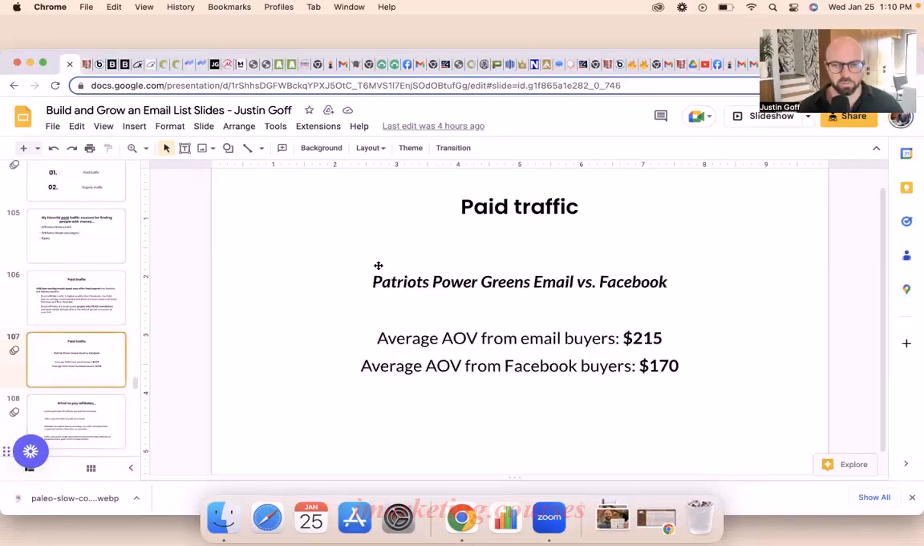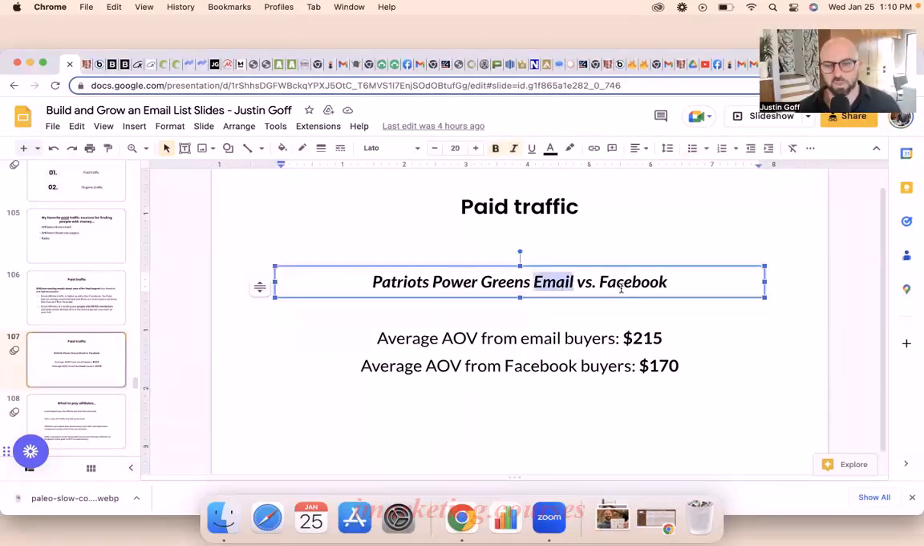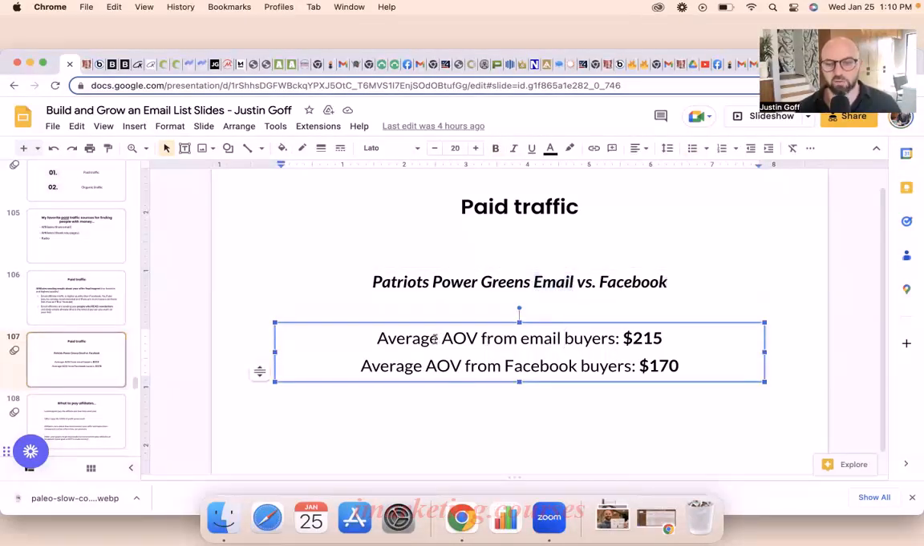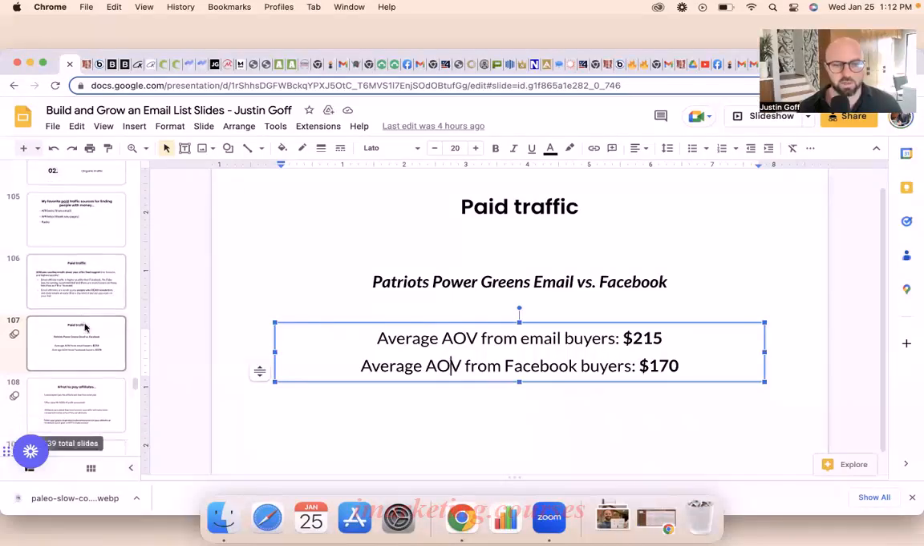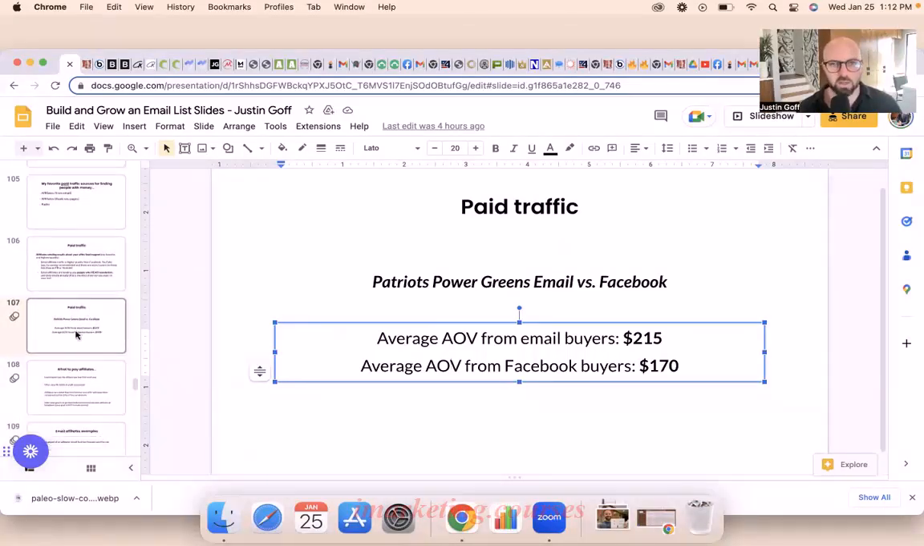I'm going to go into that a little more, but one thing I wanted to show you here was, back when I had my supplement, Patriot Power Greens, when we acquired customers through email versus Facebook, the average order value from email buyers was $215. The average order value from Facebook buyers was like $170. So huge difference in the quality of the buyers there. That's like 30, 40% more money that they're spending on the front end. And that means on the back end, that holds true as well. So they just spend more money.